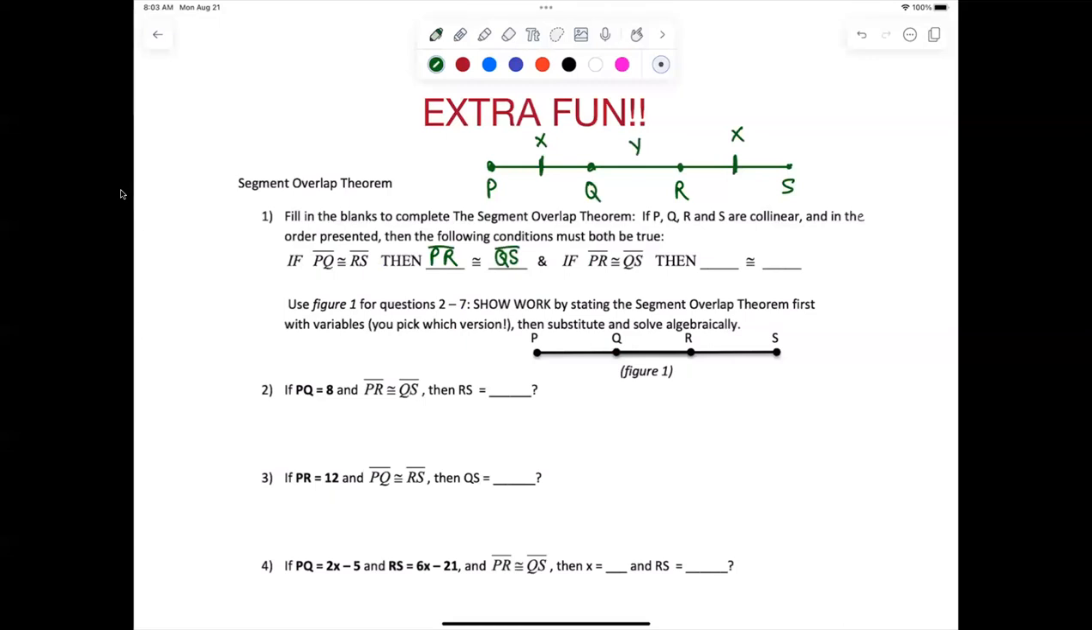Now it says if PR is congruent to QS, then what is automatically true then? It's kind of like the converse. I'll teach a little bit more about that later, what that means. If this is true, then the reverse of that is also true. Good job. Then PQ is congruent to RS. They're saying if PQ is congruent to RS, then this is true. And if you also know that PR is congruent to QS, then you automatically know this is true.